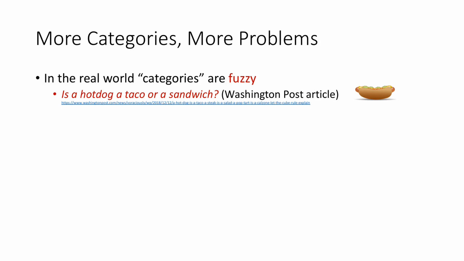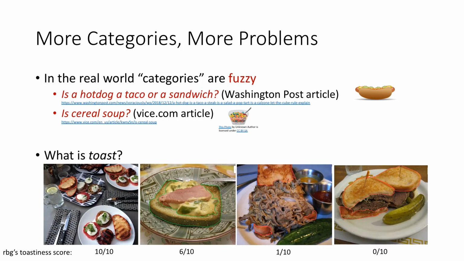The fact that we're dealing with referring expressions helps us understand a bit more deeply why object categories are fuzzy. It's fundamentally because people will disagree on how to refer to some things in the world. There are a lot of funny examples of this, such as an article in the Washington Post about the debate over if a hot dog is actually a taco or a sandwich. Or this article on Vice.com asking the eternal question of if cereal should be considered soup.